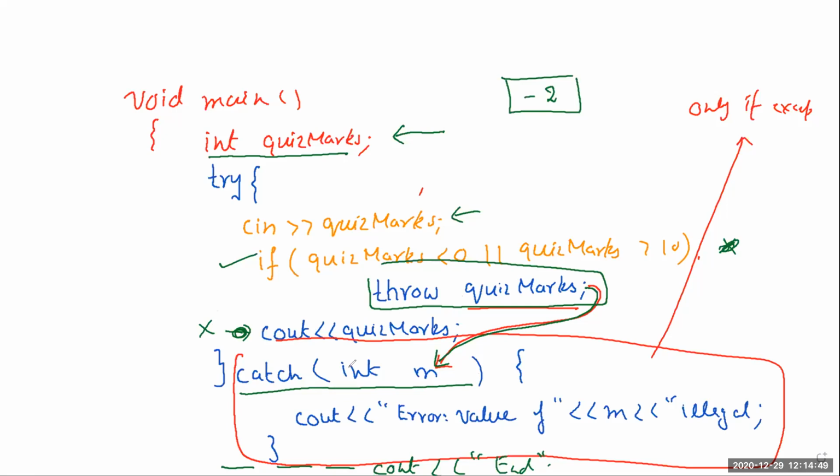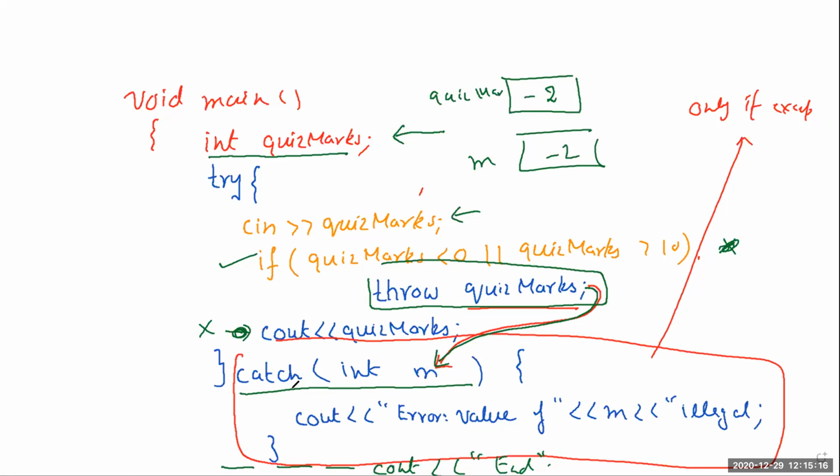Now, as I told you, the parenthesis you see after catch is similar to how things work when you are calling a function. So this quiz marks is like an argument which is copied in this m. So what was the value of quiz marks? This was actually your variable quiz marks. Now you have another variable m which gets the value -2, right? Just like a function call, this quiz marks is in m.